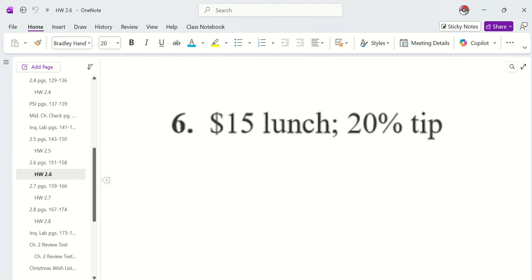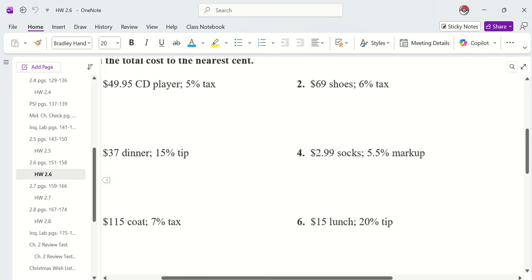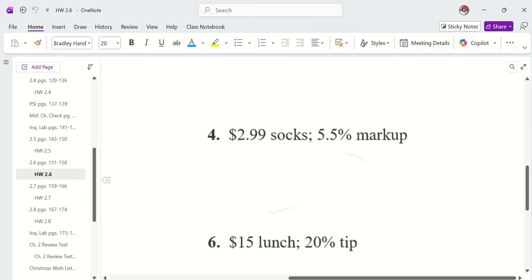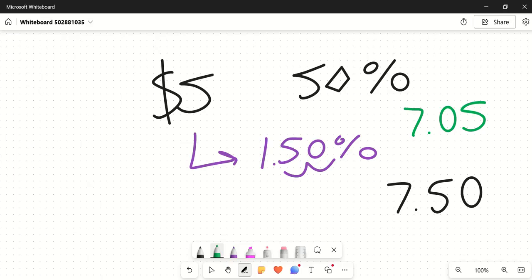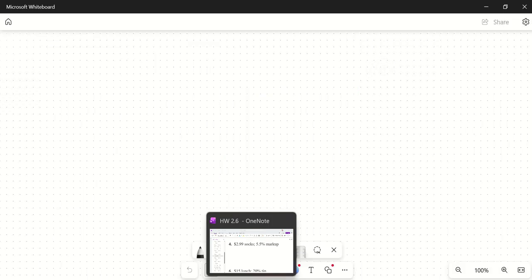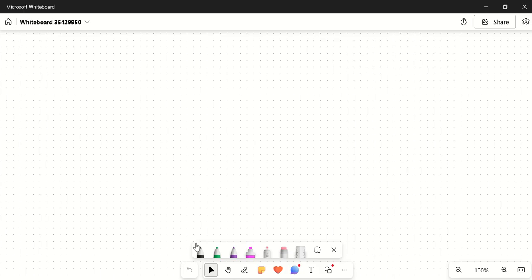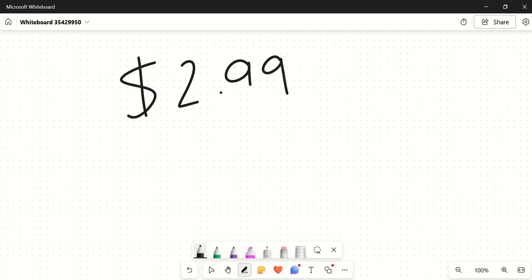And then if we look at our homework again, the easiest way to do this is just to add 100% to each one of the percentages and just multiply it by that. I'm going to use number 4 as an example because number 4 has a decimal in it. Okay? So this person's buying $2.99 of socks. That's our base price. And the sales tax on that is 5.5, or it's a 5.5% markup.